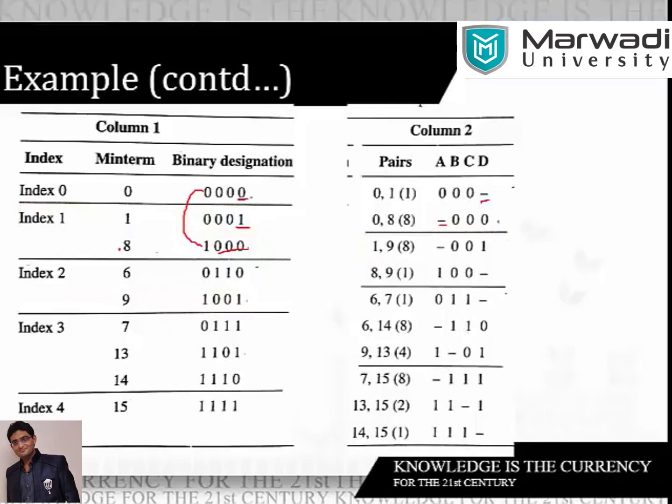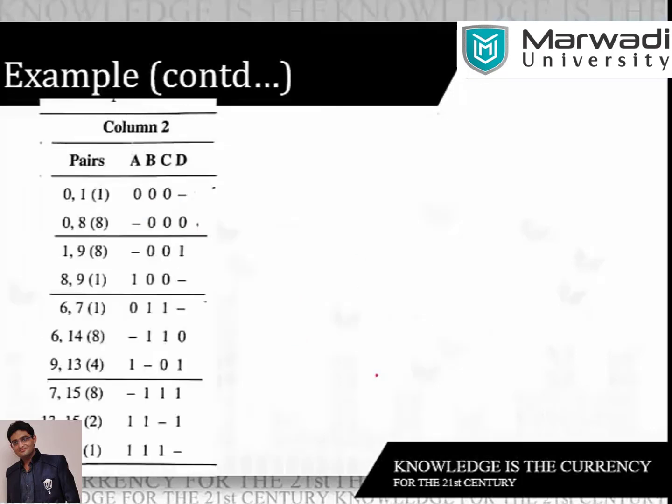Similarly, on comparing 8 and 9, we can observe that 1000 and 1001 differ in the LSB bit. So we will be writing over here 100 and dash. Similarly, we will be comparing index 2 with index 3 and index 3 with index 4 and obtain this entire table number 2. This is the table number 2 that we have obtained on successive comparison of the groups of column 1.